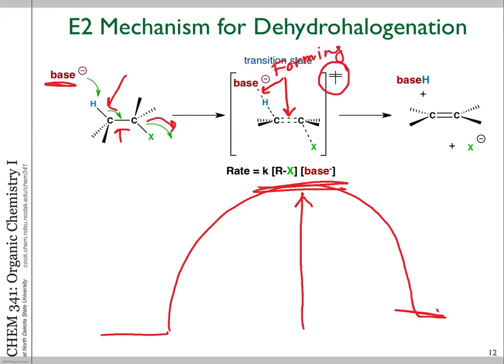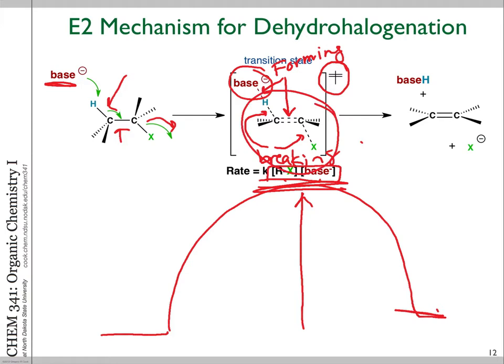And at the same time, we have a bond breaking between the CH bond and a bond breaking between the C and halogen bond. So those are bond breaking, and all of this is happening at once. The result is we have kinetics which are consistent with a one-step reaction where both halogen and base are important. This is involved, and this is involved.